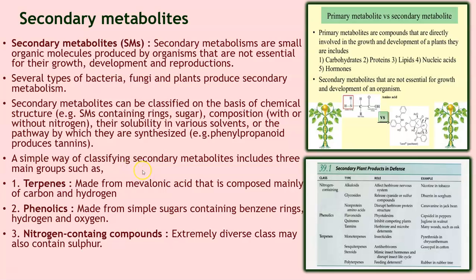A simple way of classifying secondary metabolites includes three main groups. Terpenes, made of mevalonic acid, composed mainly of carbon and hydrogen. Phenolics, made up of simple sugars containing benzene rings, hydrogen and oxygen. Nitrogen containing compounds, an extremely diverse class, which may also contain sulfur. I have listed here the different types of secondary metabolites and their roles. You can pause the video and have a look at it.